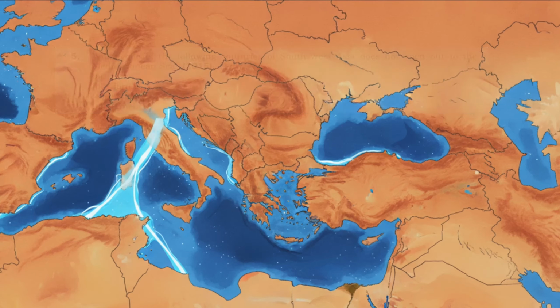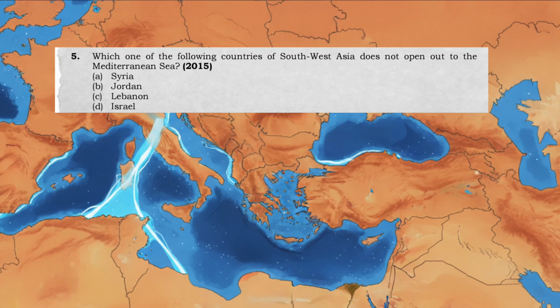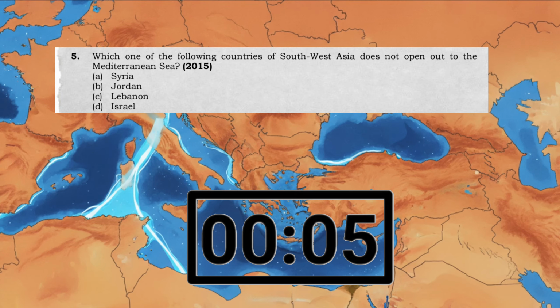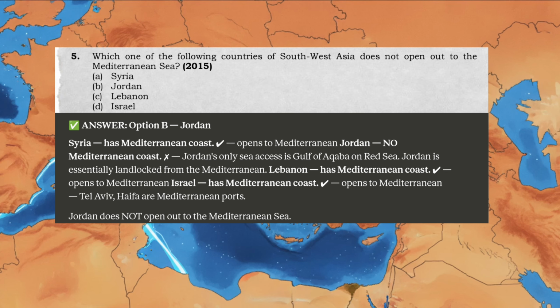Answer C. Question 5, UPSC Prelims 2015. Which one of the following countries of Southwest Asia does not open out to the Mediterranean Sea? Option A, Syria. Option B, Jordan. Option C, Lebanon. Option D, Israel. Answer, option B, Jordan. Syria has Mediterranean coast. Opens to Mediterranean. Jordan, no Mediterranean coast.